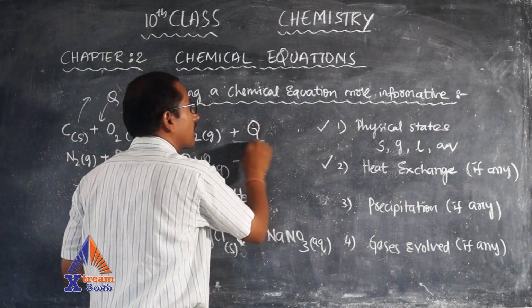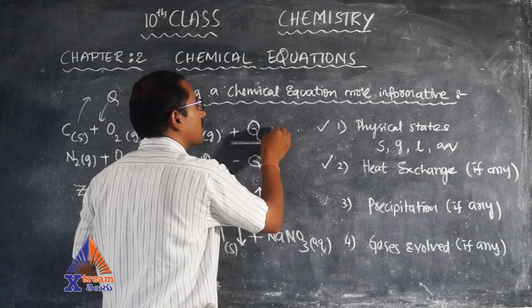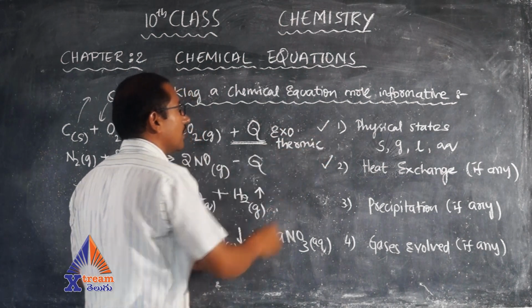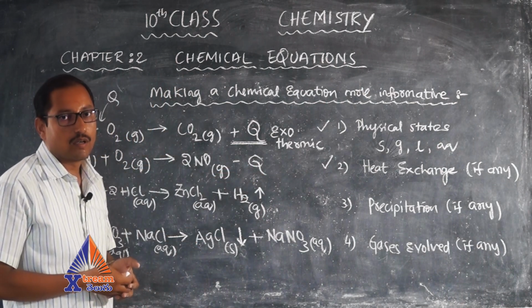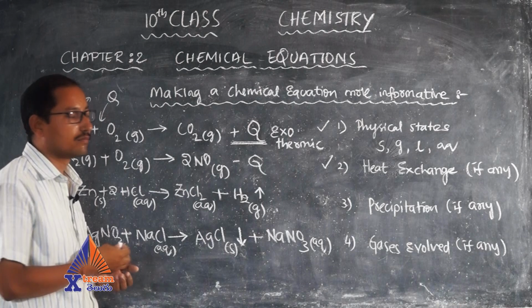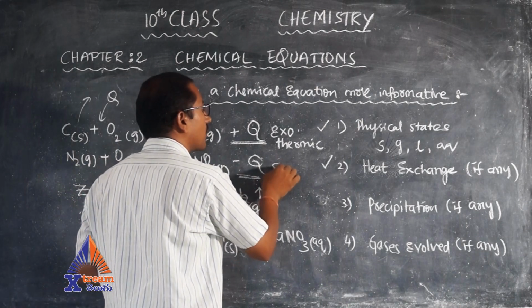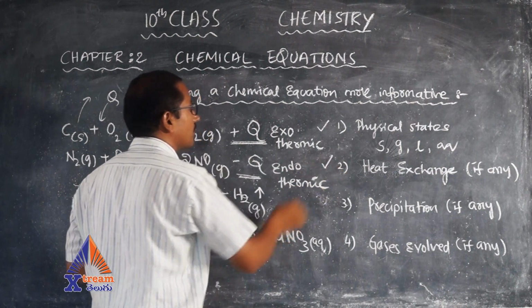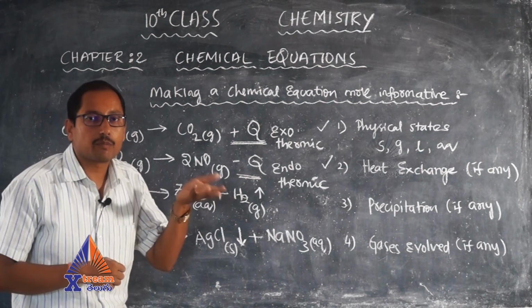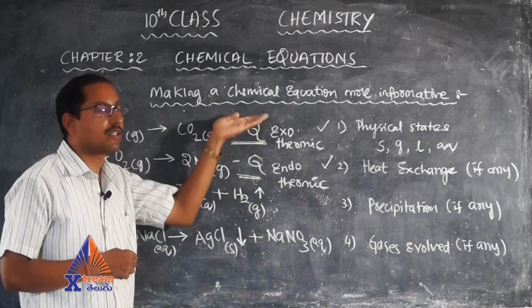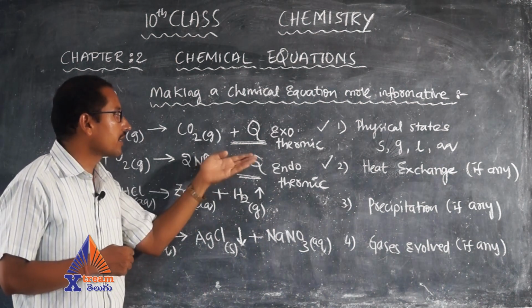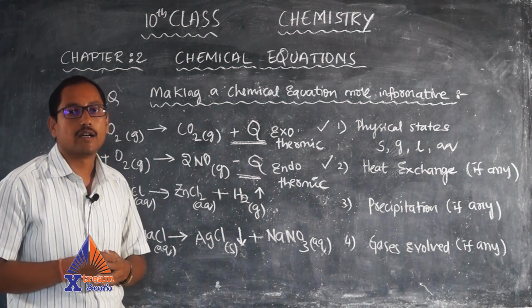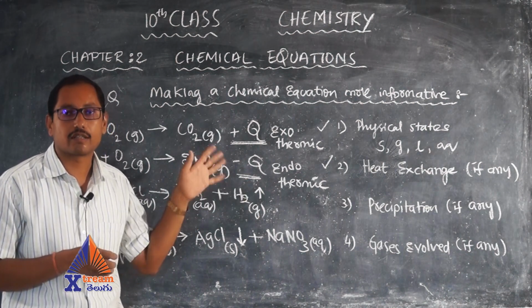So, this equation or this reaction is called exothermic. Here minus Q means heat is absorbed. Hence it is called endothermic. So exothermic reactions will produce heat, plus Q. Endothermic reactions will absorb heat, minus Q. So these Qs are nothing but energy exchanges that we represent in the chemical equation itself.